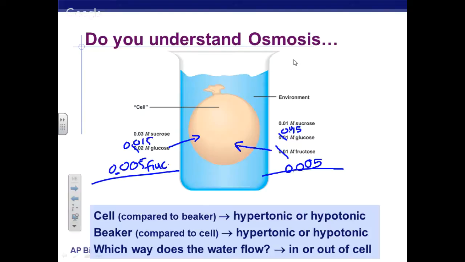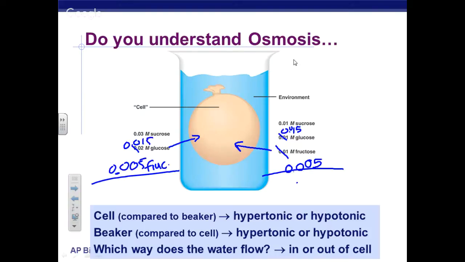Wait, what about sucrose? That won't diffuse. Right, I missed that. Sucrose does not diffuse. So the first thing you do when you do problems like this is take care of all the ones that will diffuse by themselves. We just did that. And then what you do is add up all the solutes inside and outside the cell. Tell me what those numbers are.